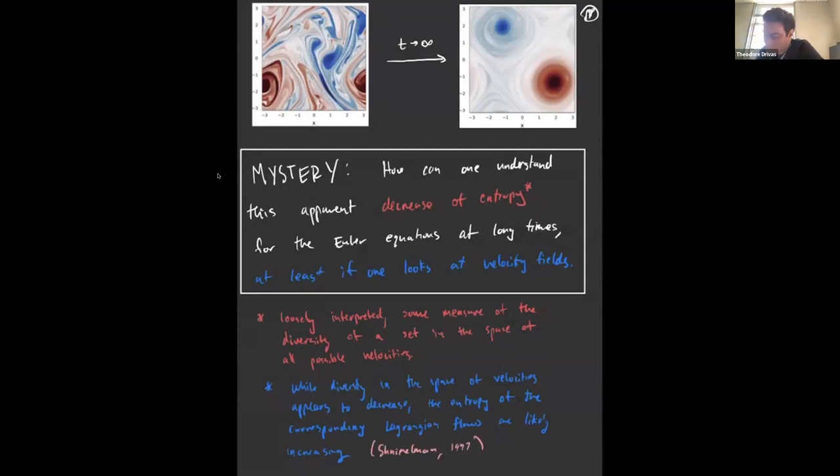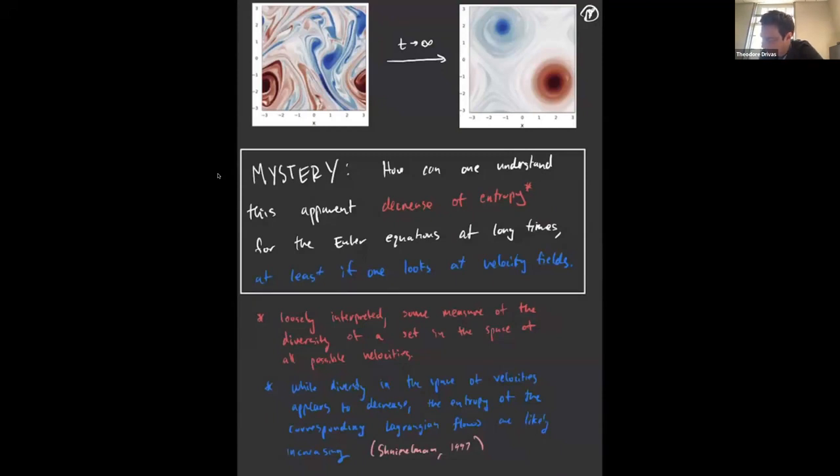And so the question is, how do you understand this decrease of entropy for Euler at long time, at least if one's looking at phase portraits of the velocity field? And there are sort of two asterisks here. So one is entropy here, I just mean some general sort of measure of the diversity in the set of possible configurations. So not anything specific.